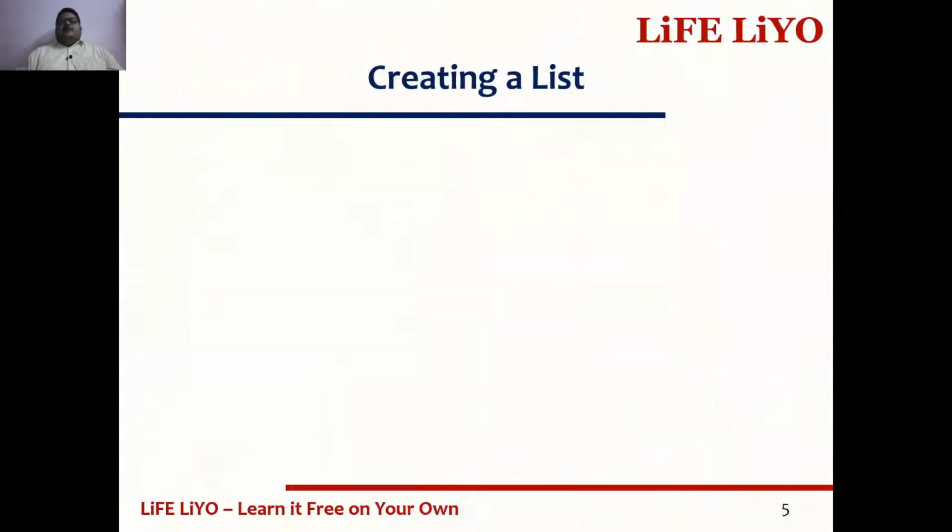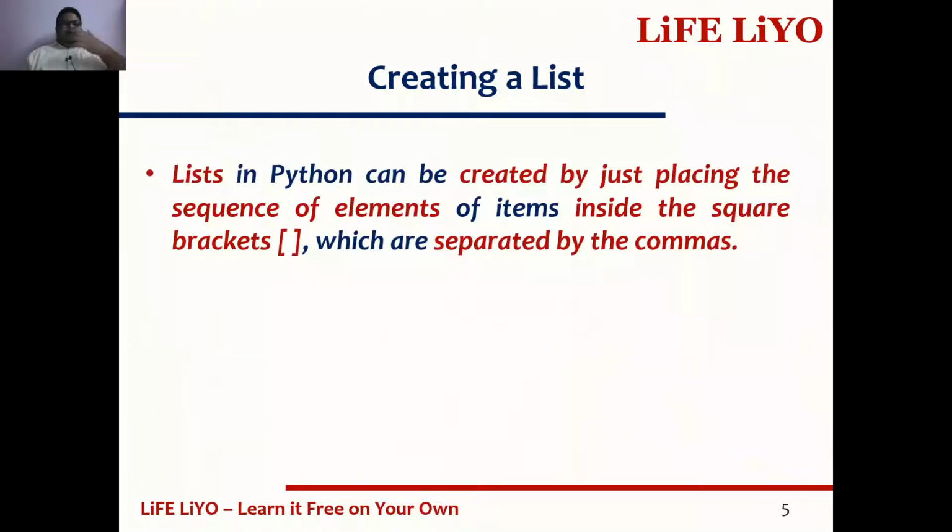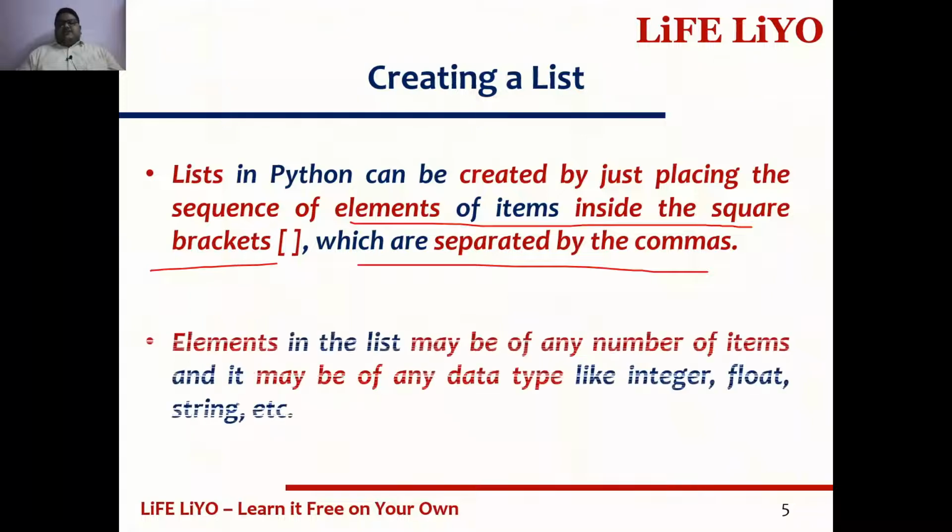Next, how to create a list. While telling about the characteristics, I told you that a single list can consist of elements of different data types which are separated by commas and kept inside the square braces. That is nothing but creation. How can we create? By placing the sequence of elements or items inside the square brackets, separated by commas. The elements in the list may be of any number of items and of any data type, either integer, float, string, etc.